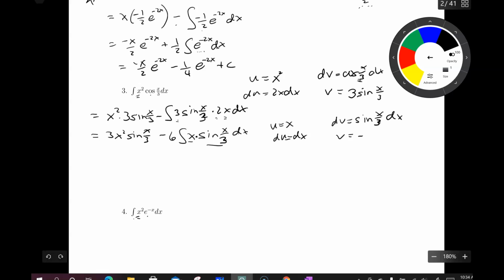Okay, so now I've got this here. So now I'm going to get -3 cosine of x over 3. All right, so now let's put it together. So remember, this -6 has to stay on the outside. So -6, so I'll have uv, so I'll have -3x cosine of x over 3 minus the integral of v du.